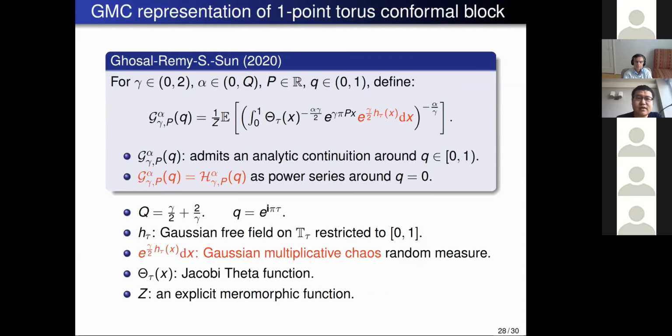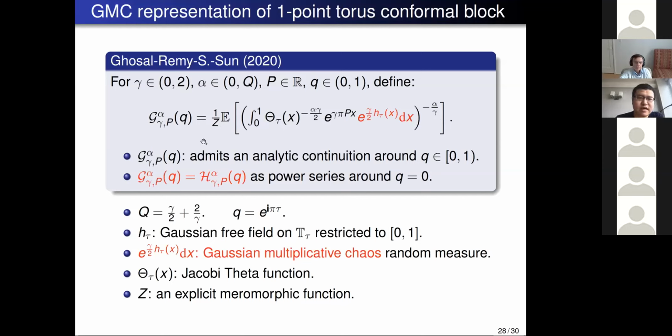And this is my last theorem to present. In a very recent work, Guillarmou, Rhodes, Vargas, and myself gave a GMC representation of the one-point torus block. More precisely, we consider this expectation. Here, this h tau is simply the Gaussian free field on the torus restricted to the interval, and this random measure is the Gaussian multiplicative chaos. Then these two functions are some explicit functions that I will not give in detail. And then we can define this concrete function when this parameter Q is real.